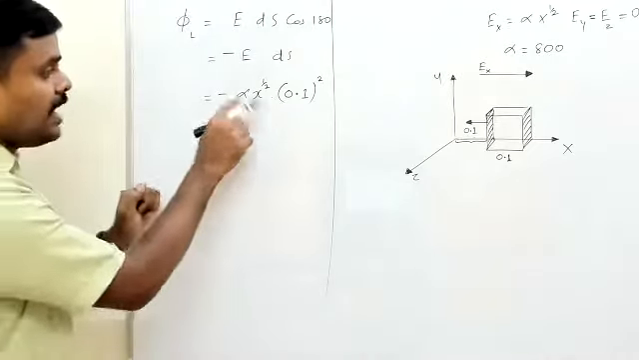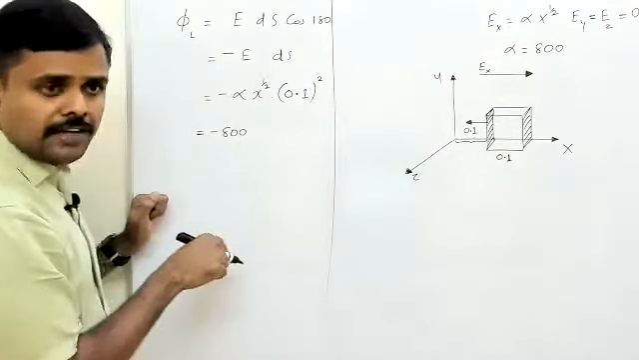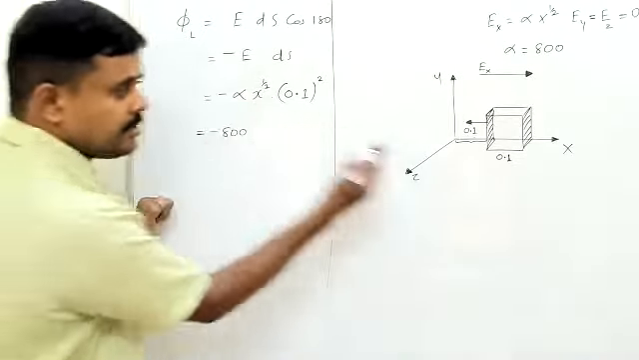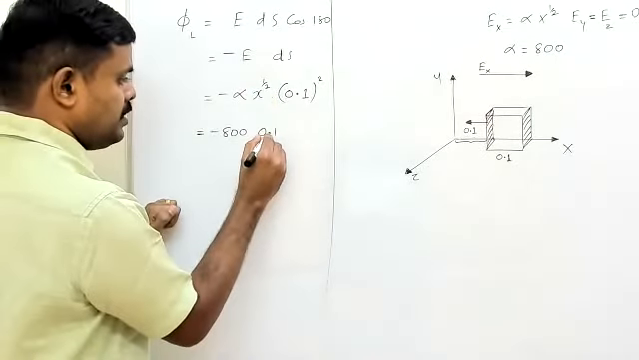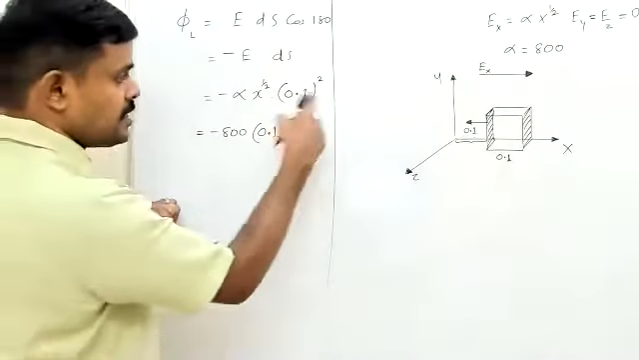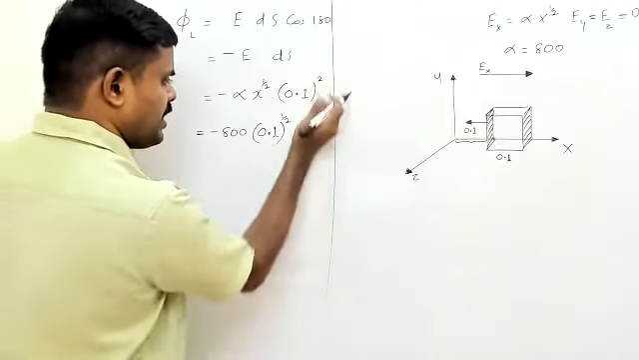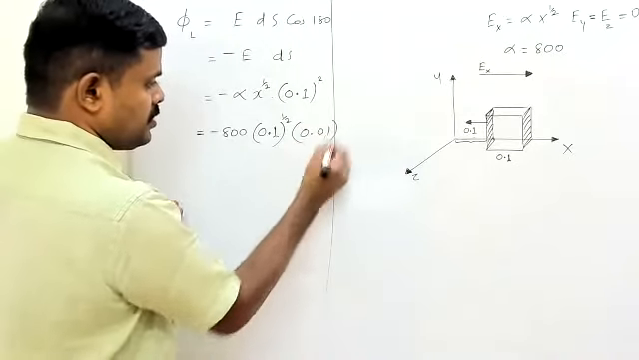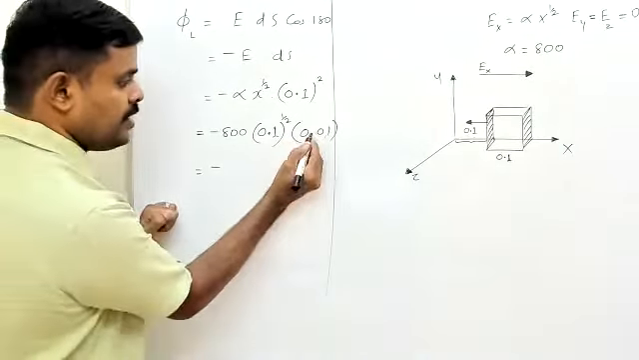So the electric field is alpha x raised to half. I put the value of alpha as 800. What is the x value? This location is at a distance of 0.1. So 0.1 raised to half into, this is 0.1 squared again. I can simplify that: 0.1 squared is 0.01. So that is equal to minus 800 into 0.01.